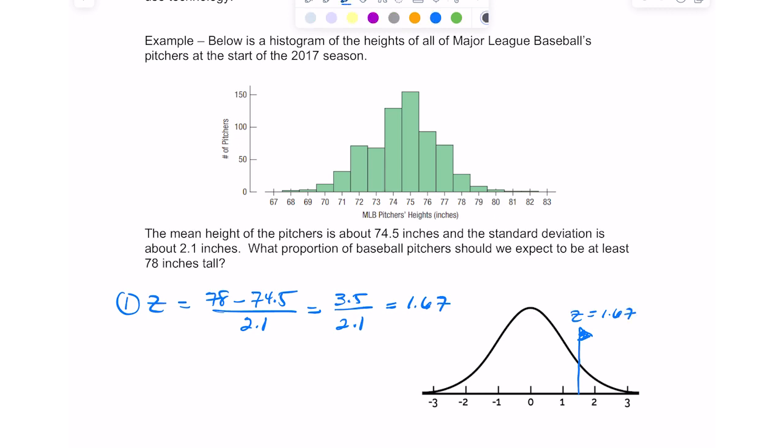So if I want to know what proportion should we expect to be at least that tall, at least means that or more. So I'm looking for the area to the right of the 1.67. In other words, I'm looking for the probability that z will be greater than 1.67. Okay, so what I need to do now, I'm going to show you both ways. One way is how to find it on the calculator, and the other way is how to use the table of normal percentiles, or the z-table.